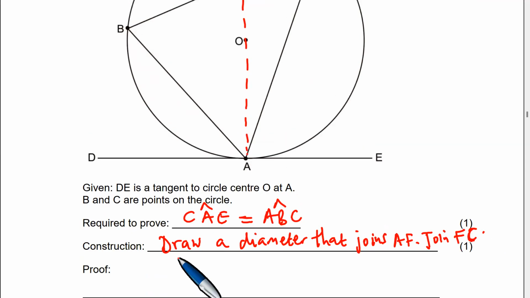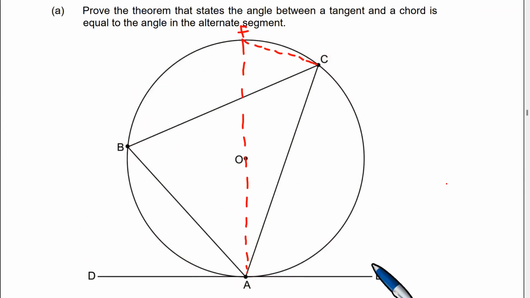Right. So let's start the proof. Let's begin the proof. So the proof right now, we have this diagram here. How do we start the proof now? We can see clearly that at this point, we have that the angle OAC plus the angle CAE is equal to 90 degrees.